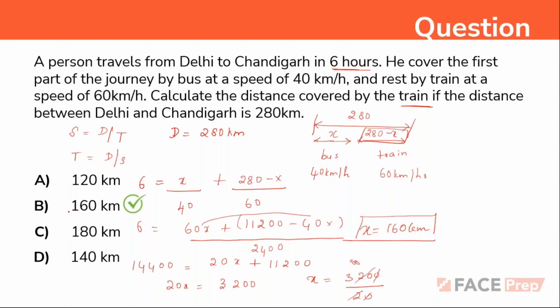Okay, so most probably while seeing the option, once we got the value of x as 160 kilometer, directly we will be marking it as 160 kilometer. But actually the question is they're asking the distance covered by the train and not by bus. So the distance covered by train is 280 minus x. So 280 minus the value of x, 160, gives my final answer of 120, which is not 160. If the question is distance covered by the bus, then my answer will be 160 here. So my correct answer is option A, that is 120 kilometer.